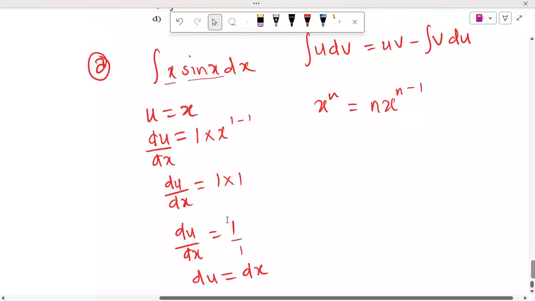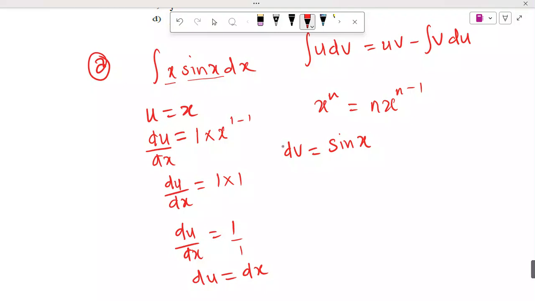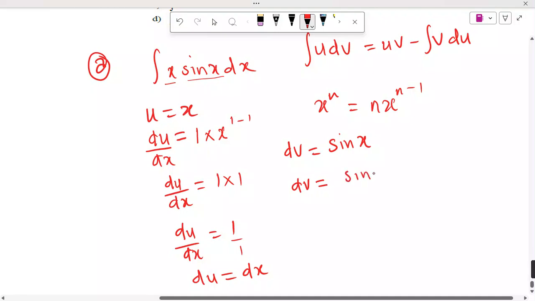Okay, so then let's pick our dv. So the next part is dv equals sine x. So we know this one, it has dv, so we have to integrate it. So dv equals sine x, so you integrate. When you integrate dv you get v. Integral of sine is what? If you integrate sine, what is it going to give you? Negative cos x. Of course it will have a plus c, but at this point we are not bothered about plus c, so v equals negative cos x.